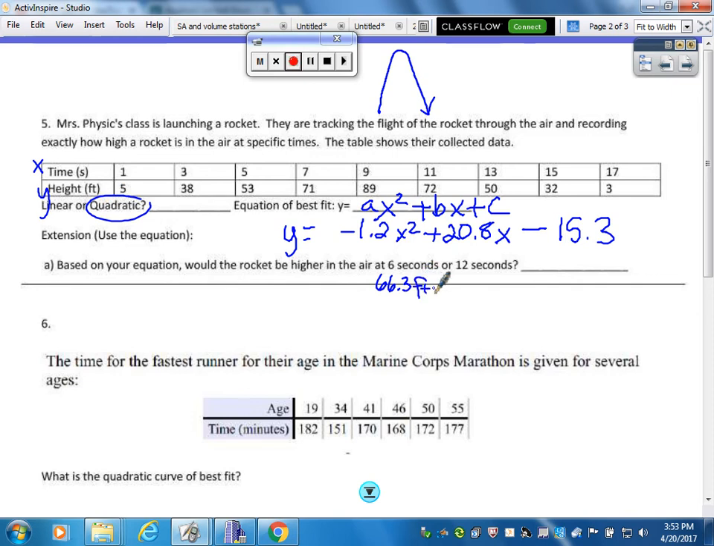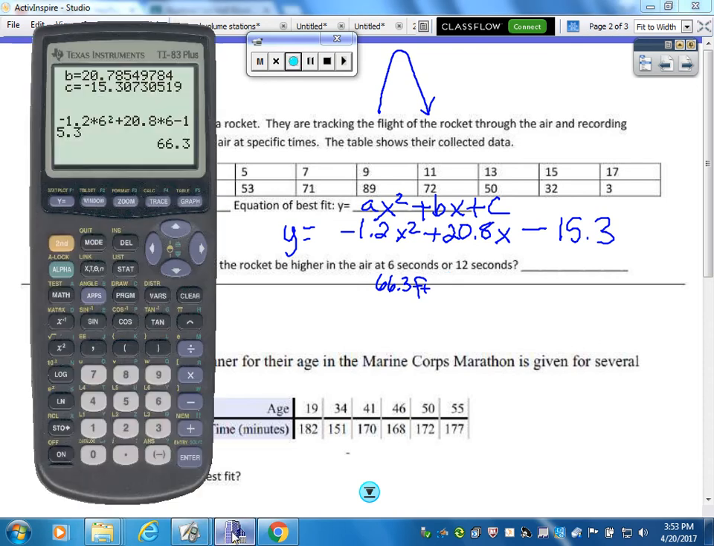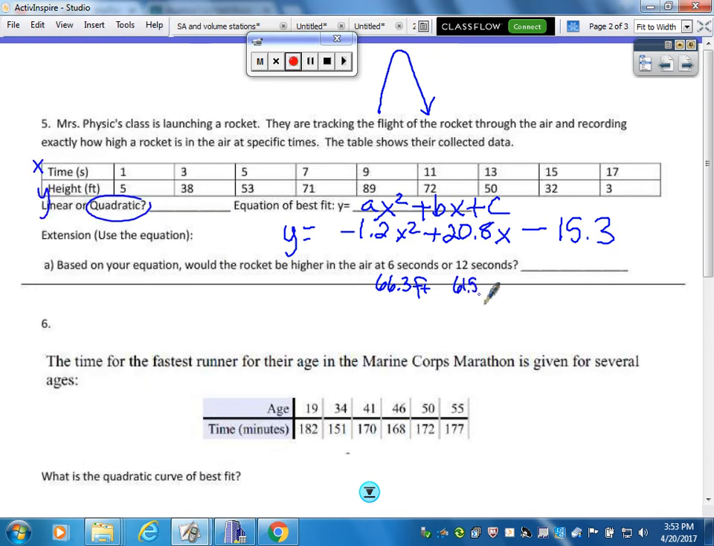Let's see if 12 seconds can beat that. Maybe it's higher or maybe it's falling back to Earth at that time. So we're going to take what we had before and instead plug in the 12 seconds instead of the 6. So the negative 1.2 times 12 squared plus 20.8 times 12 minus 15.3. Almost identical statements, just the first one we plugged in 6, now we have 12 plugged in. And it is falling back to the ground. We see it 61.5 feet. So it would be higher in the air at 6 seconds.